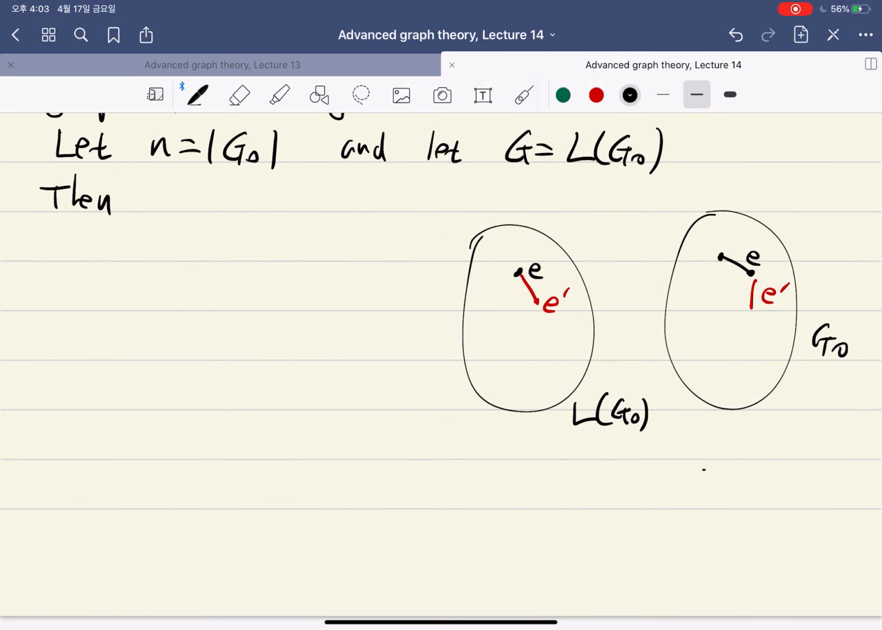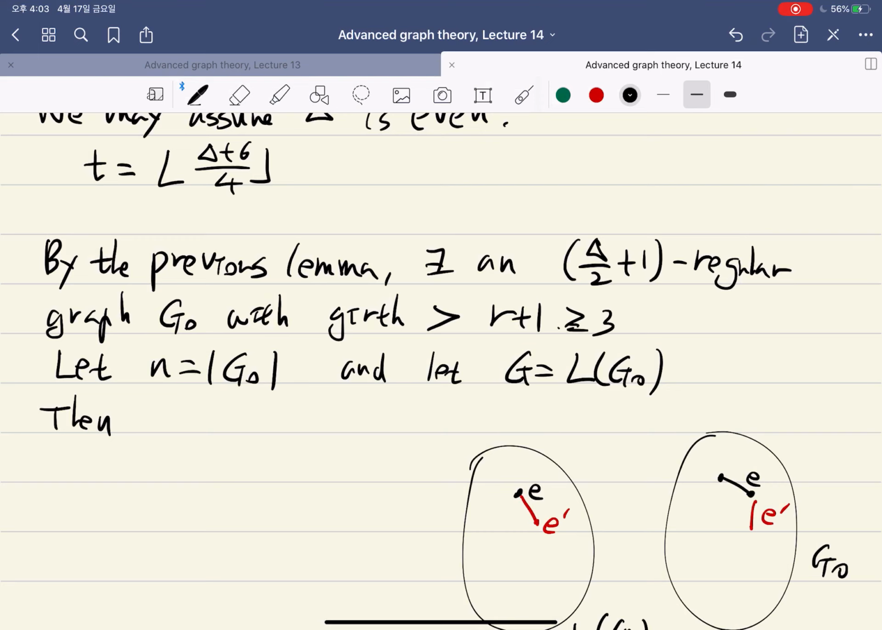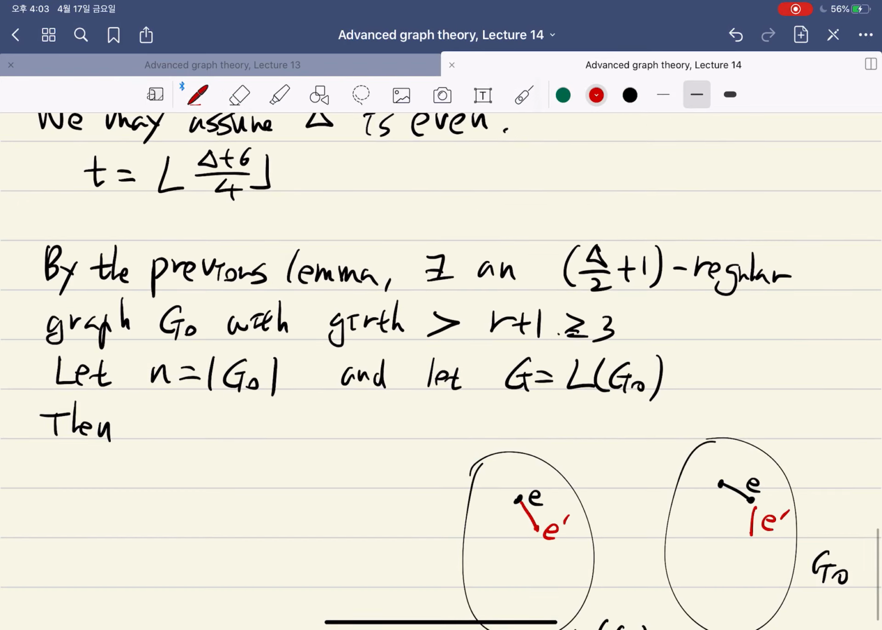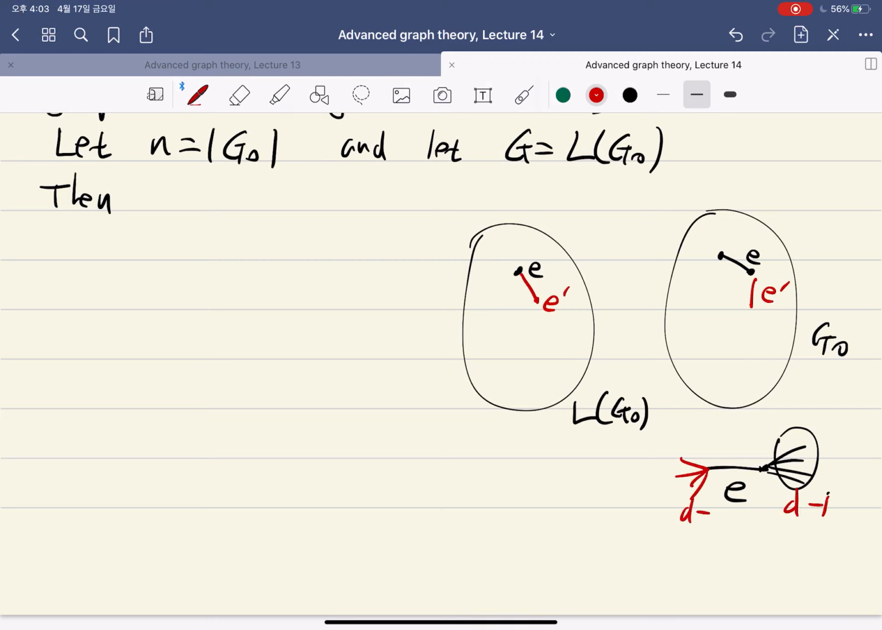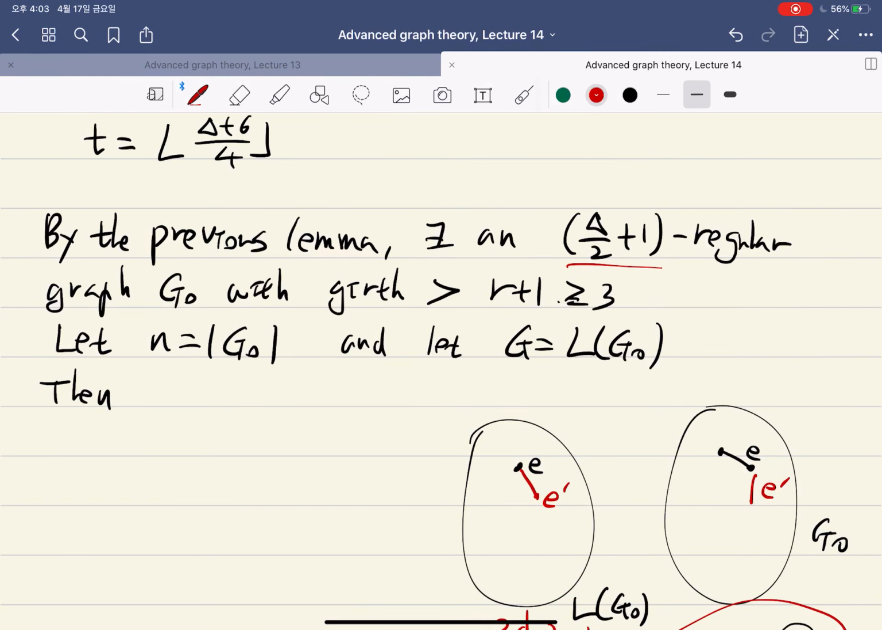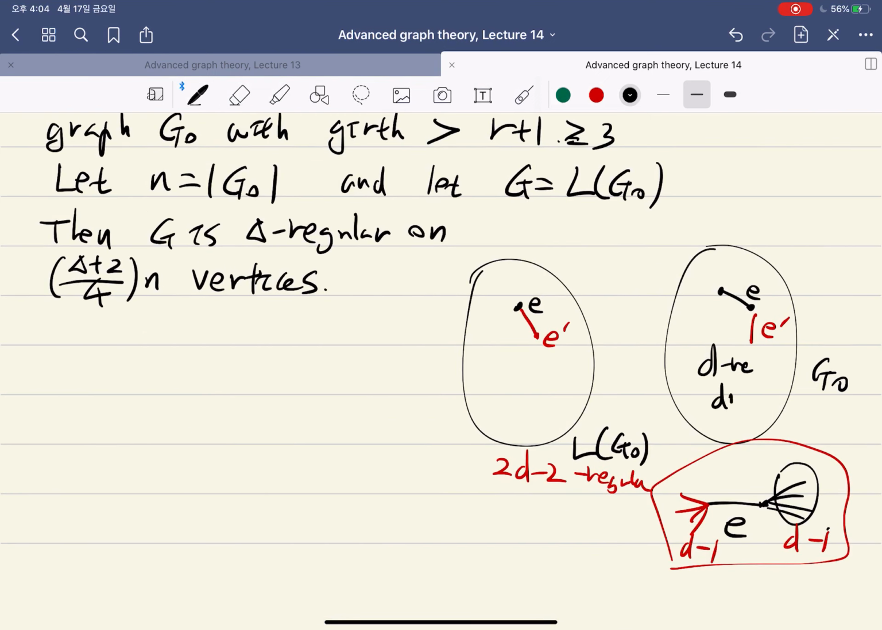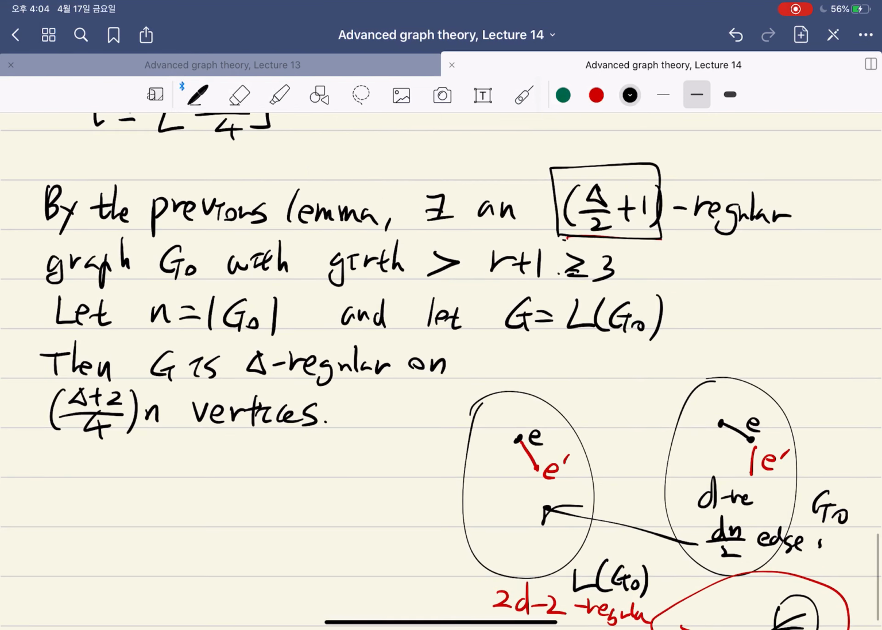Then what do we know? On edge here, and let's say this girth is bigger than 3. An edge here is incident with degree minus 1 edges here, and degree minus 1 edges here. So if this is d-regular, then this becomes 2d minus 2 regular. So from here, you can see that G is delta regular. On how many vertices? Delta plus 2 over 4 times n vertices. Because if this is d-regular, then it has dn over 2 edges. That becomes vertices here, so this many vertices.